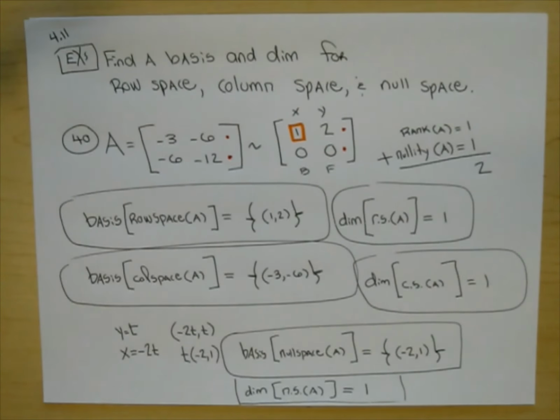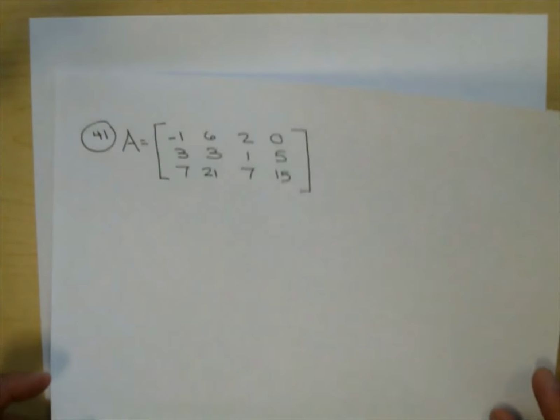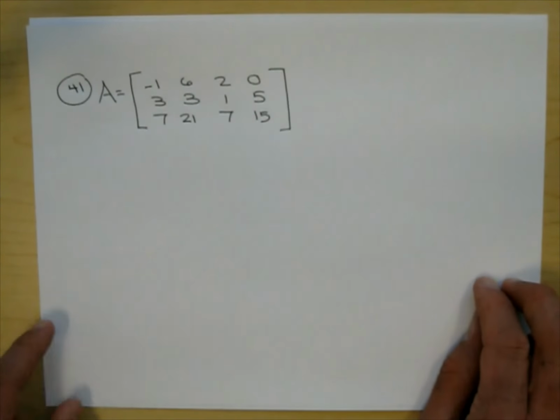40, and we're looking to see what we can do now. Let's go ahead and do problem number 41. We'll do another problem that is like problem 40, where we are to find a basis and dimension for the row space, column space, null space, and I'll even verify the rank nullity theorem on these problems.